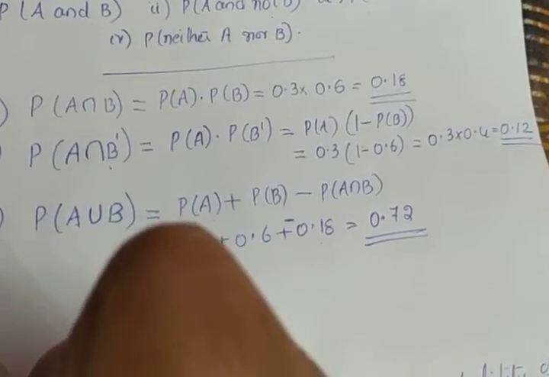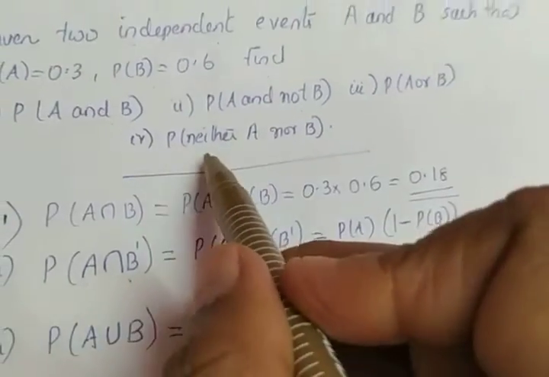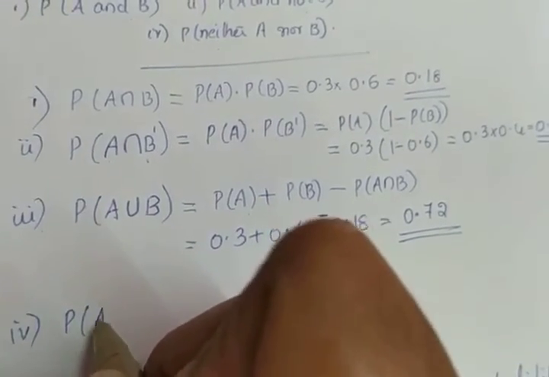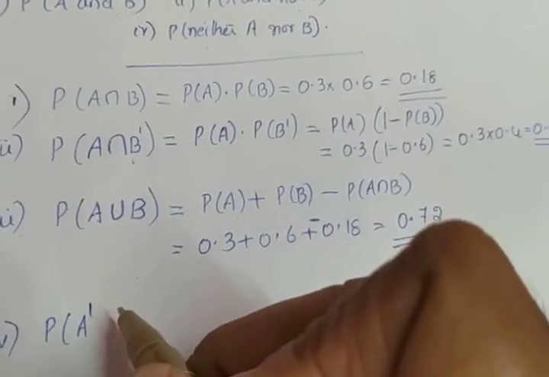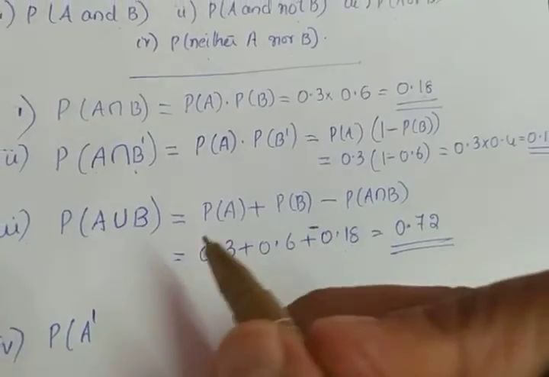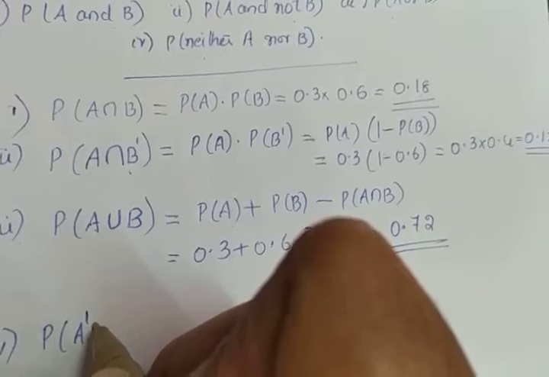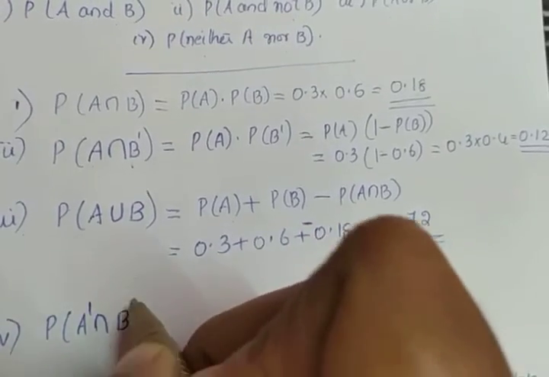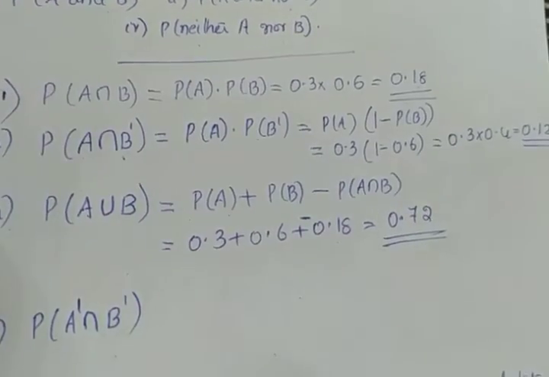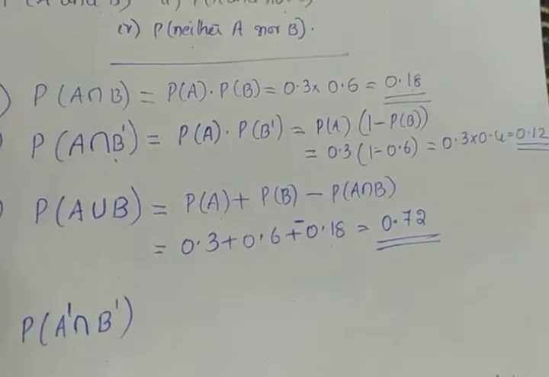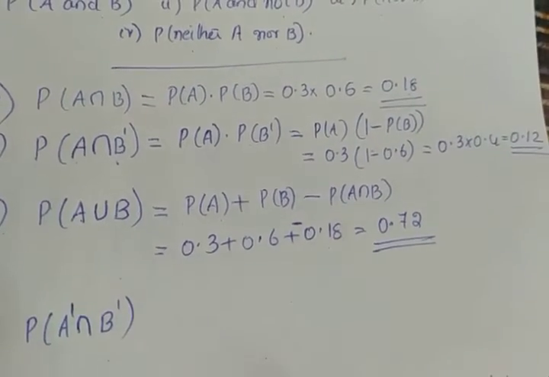Okay. And moving to the fourth one. What's the fourth question? P of neither A nor B. Neither A nor B means the complement. Nor means it's a complement of or. So nor means we have to write it as intersection of A dash and B dash. Neither means not A, A dash, and not B, B dash.